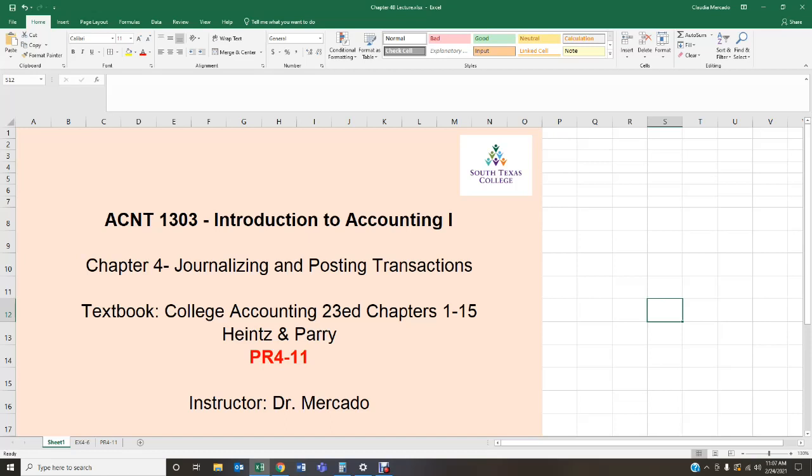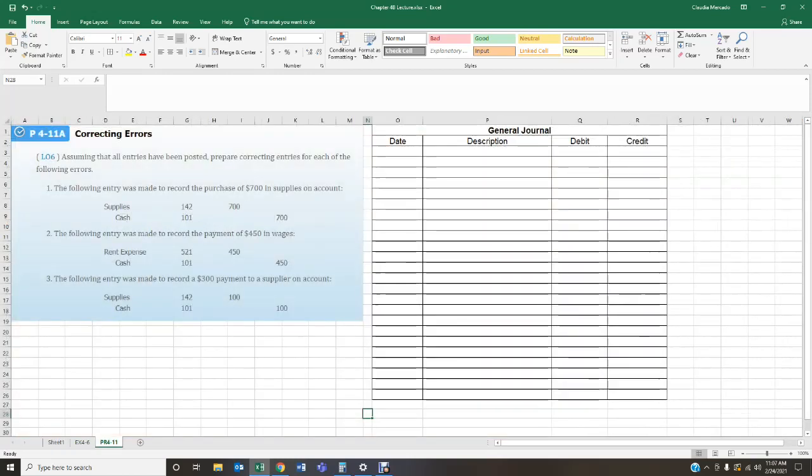Now, why am I taking the time to cover this with you? Because something like this will be on your test. Okay, so make sure we pay extra close attention and we understand what is happening. Okay, so you are going to have a problem dealing with correcting entries on your test. It is very important that we understand and know how to process correcting entries. Okay, so let me jump over to the problem. There's 3 correcting entries that are going to occur. It says, assuming that all entries have been posted, prepare correcting entries for each of the following errors.